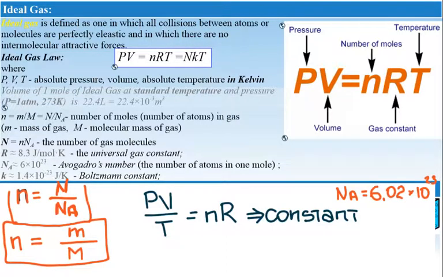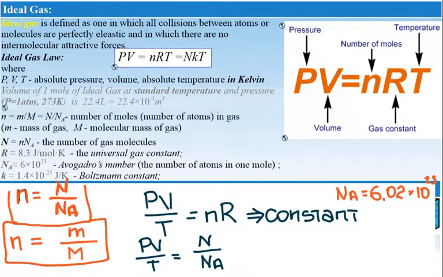Because this law was formulated at different times by different scientists, some of them wrote it in different ways. So some wrote PV over T is equal to, and instead of n, the number of moles, they would write N over NA.